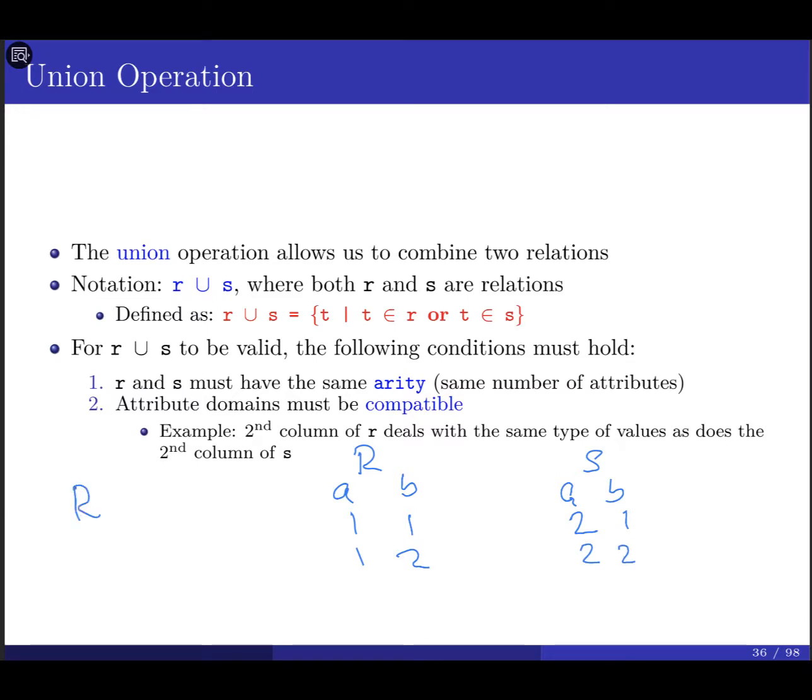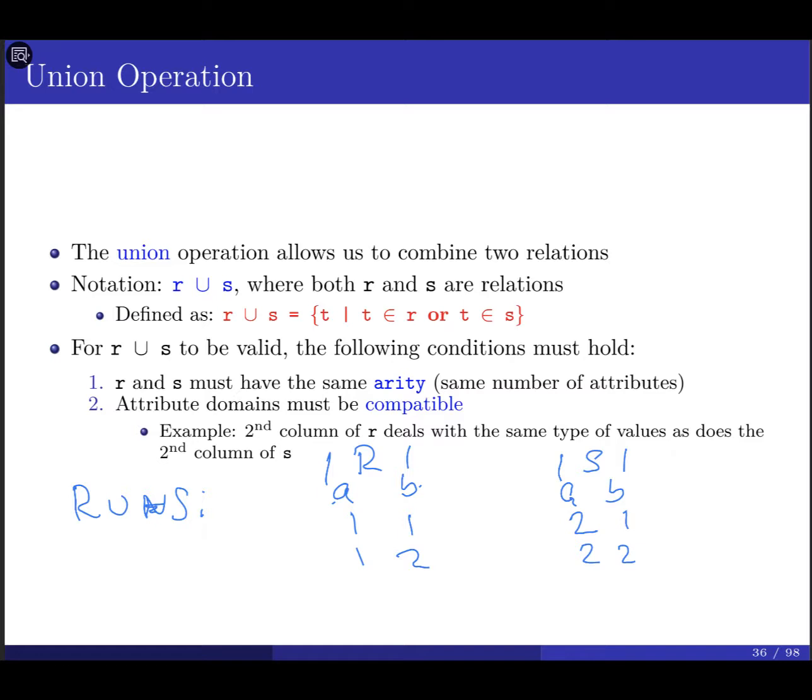In order to perform R union S, there is a condition. Okay, what's the first condition? The degree, or the arity, of the relations must be the same. So this means I have 2 columns here and 2 columns here. I don't care about the names. But the most important thing is that the columns must have the same number.